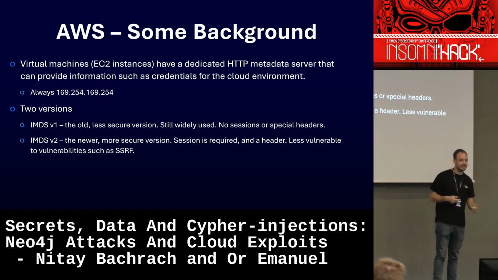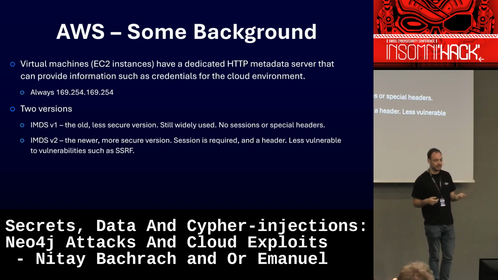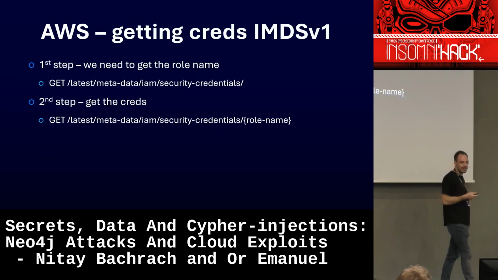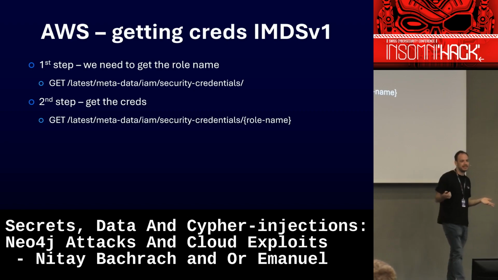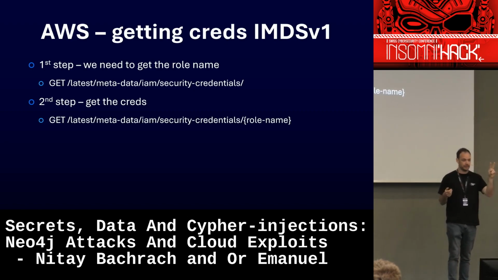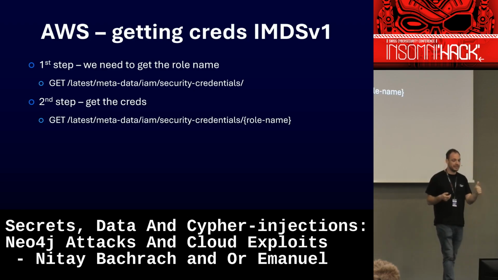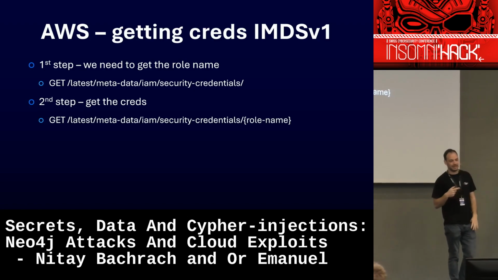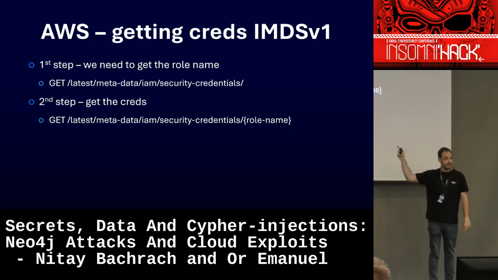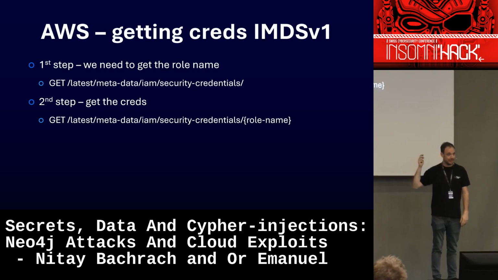And that's why they introduced IMDS version 2. IMDS version 2 is more secure because we need sessions and headers, so simple SSRFs are no longer enough. So if it's IMDS version 1, it's pretty easy. Two HTTP requests, only GET. First, we need to call this URL here, latest/meta-data/iam/security-credentials. We get the role name, and then just append it to the URL, and we have credentials.